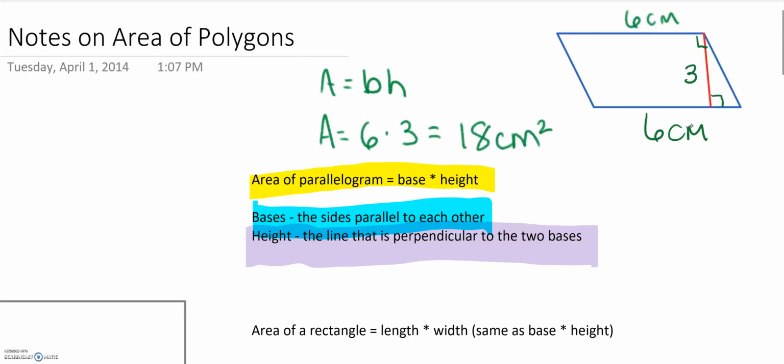And our units will always be squared when we're talking about area, because area is how many squares are inside of a figure. So if you can imagine a bunch of squares inside of this figure, it's how many of those squares.